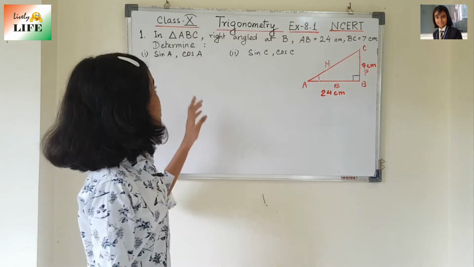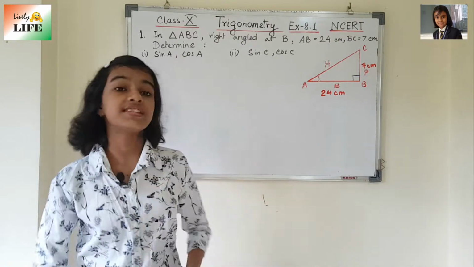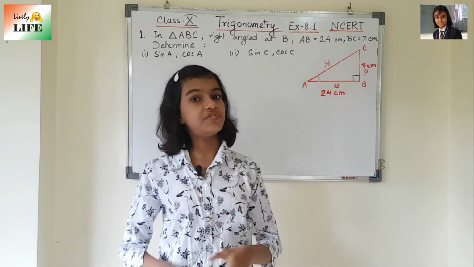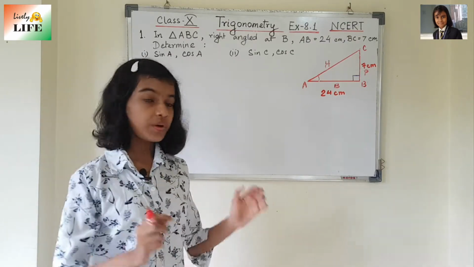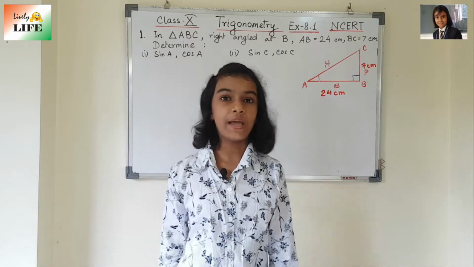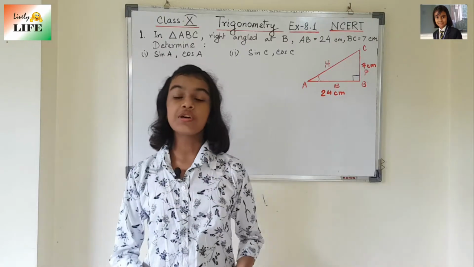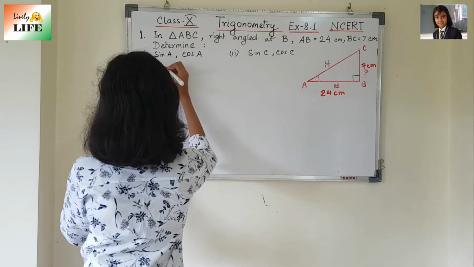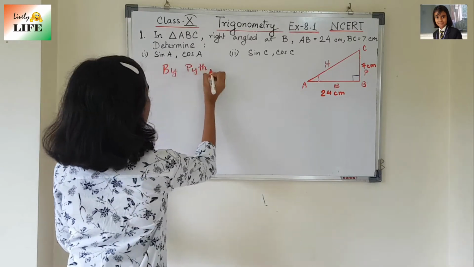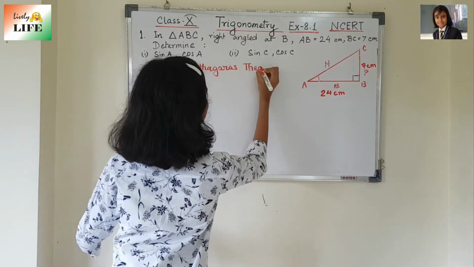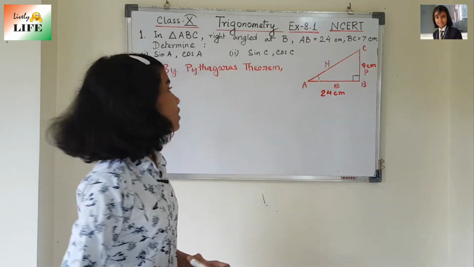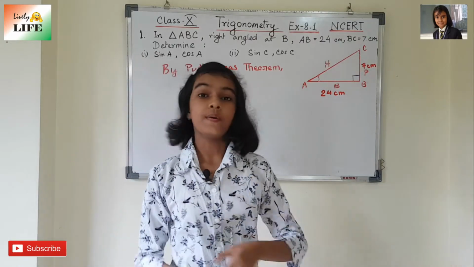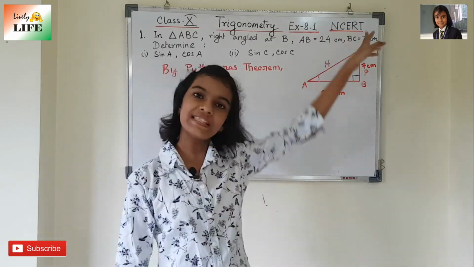Now over here, you can see sine A, cos A. For sine A and cos A, we need the hypotenuse, but we don't know the value of the hypotenuse. So now, we are going to find out the value of the hypotenuse by the Pythagoras theorem. What is the Pythagoras theorem? It is AC square is equal to AB square plus BC square.